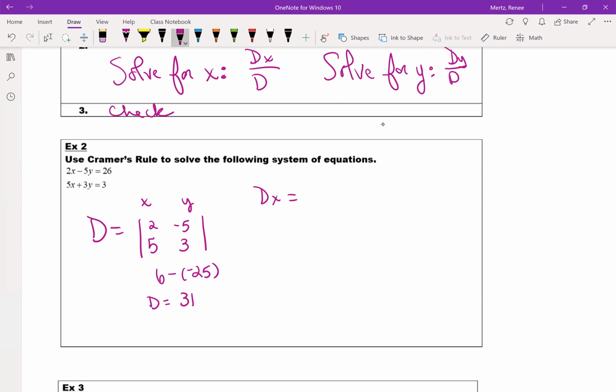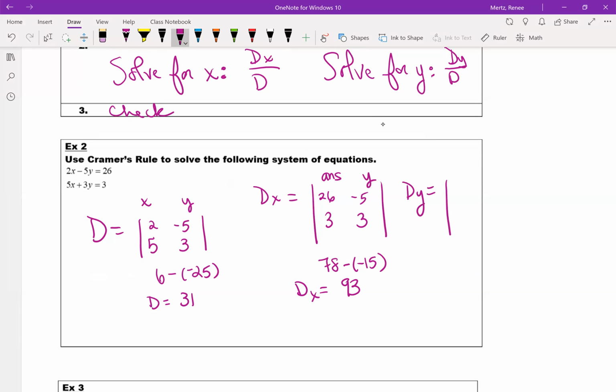d of x. For d of x, we replace the answers in the x column. So it goes answers and then y. So the answers are 26 and 3 to the equation. The y values are -5 and 3. When I multiply these, I get 78 minus a -15. So 78 plus 15 is 93. So d of x equals 93.